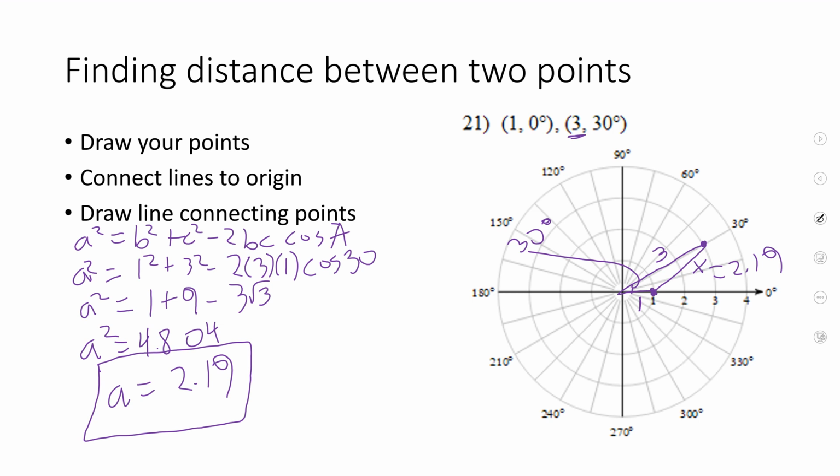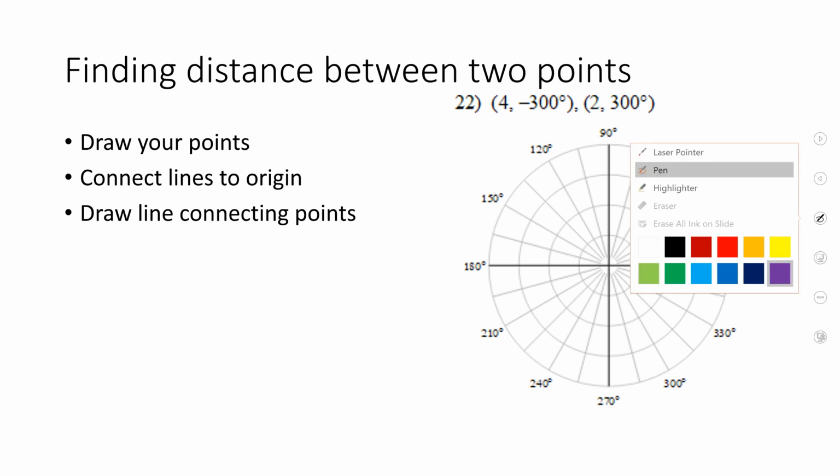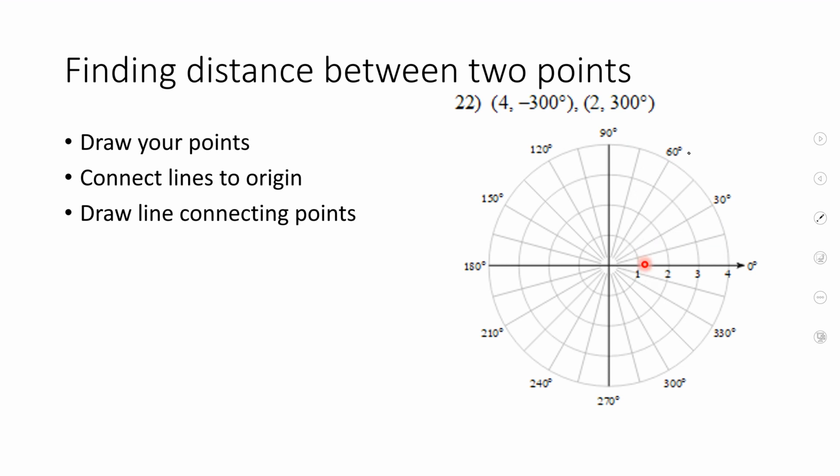All right, so moving on. Going to the next one. So this is number 22. This is y'all's. This one is a little bit harder, but it's the exact same process. First thing was we've got to graph our 2 points. So we got negative 300. My negative 300 means I'm going to start here, and then go around 300 degrees all the way around to there. That's negative 300. I'm going to go out 4. And so that would put us to there.